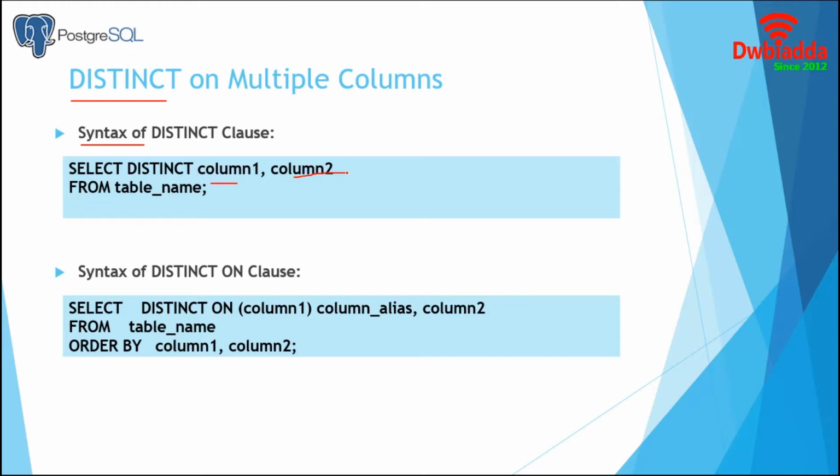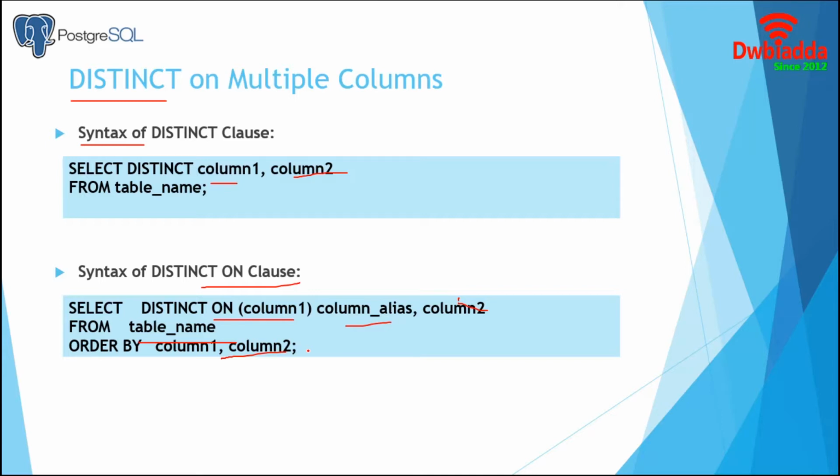Now consider the distinct on clause. First we have to use the distinct on clause on a column and alias it, and specify the other column. Then the table name in the from clause, and finally we use the order by clause on both the columns. It is always a good practice to use the order by clause with the distinct on clause to make the result set predictable. This query structure will return the first row of each group of duplicates.